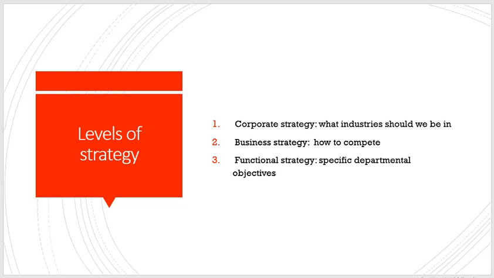Then business strategy, we are now talking about how should we compete? How should we be better than our colleagues? Then functional strategy, we look at how can we meet specific department objectives. For example, in the sales department, how should we achieve sales? Which type of people should we employ in the sales department? So that's the functional strategy.